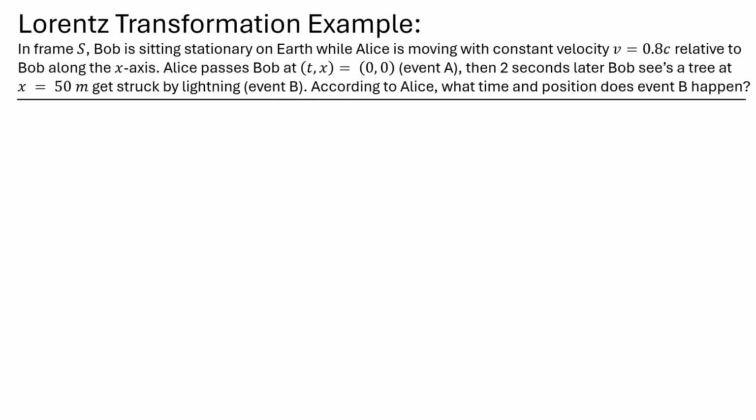In frame S, Bob is sitting stationary on Earth while Alice is moving with a constant velocity of 80% the speed of light, relative to Bob along the x-axis. Alice passes Bob at time equals 0 and position equals 0. This is known as event A. Then 2 seconds later, Bob sees a tree at x equals 50 meters get struck by lightning. This is known as event B. According to Alice, what time and position does event B happen?